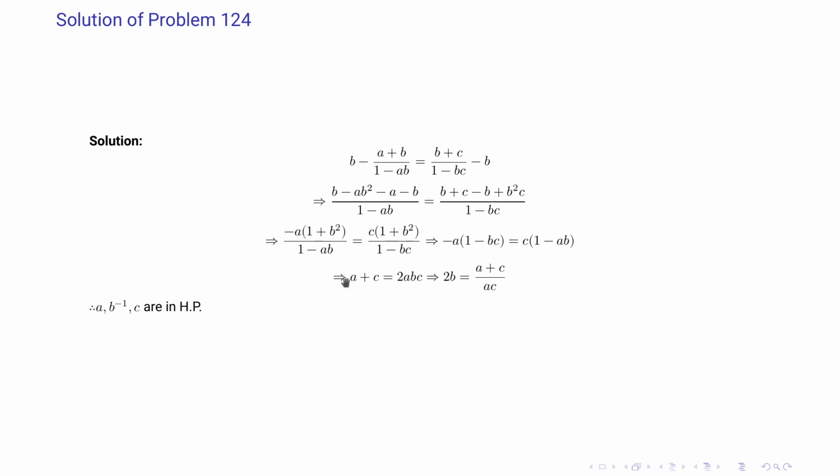So if you rearrange these terms, you get a plus c is equal to 2abc. That is 2b is equal to (a plus c) by ac. And then we can say that a, b inverse, c are in HP.